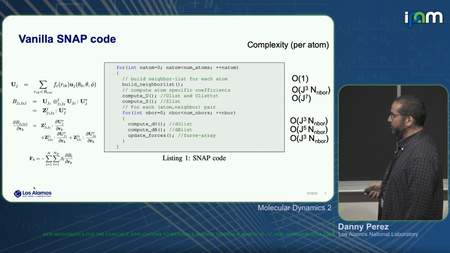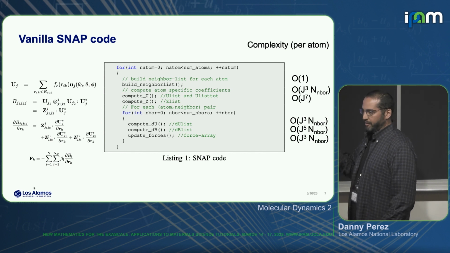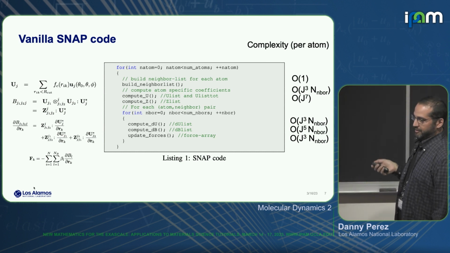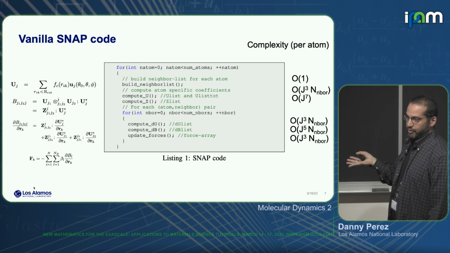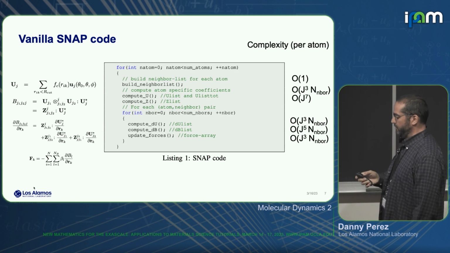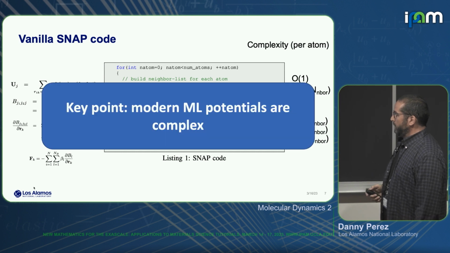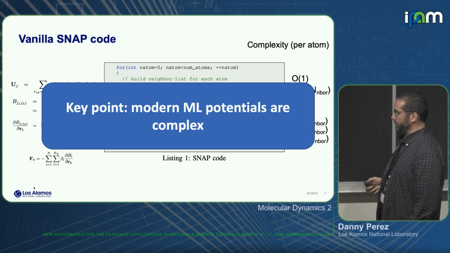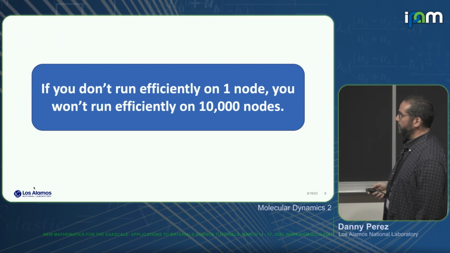I don't know if you did the exercise of coding up an MD code for a pair or a three-body potential, but it ends up being way simpler than things like this. Right? You might have two loops nested into each other, but this goes quite deep under the hood. Okay, so that's a recurring theme, that modern potentials are fairly complex to formulate and also to implement on the machine, and that has consequences in terms of efficiency.